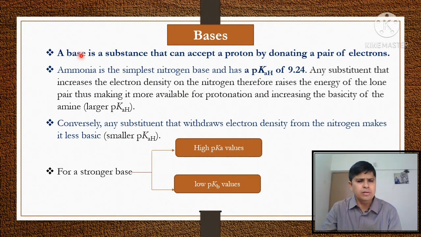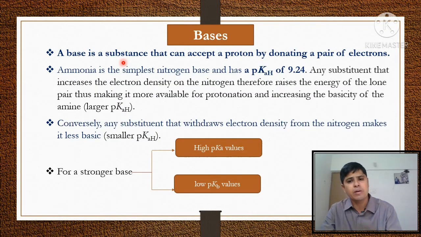We know a base is a substance that can accept a proton by donating a pair of electrons. A base is a substance that can accept a proton by donation of an unshared pair of electrons.